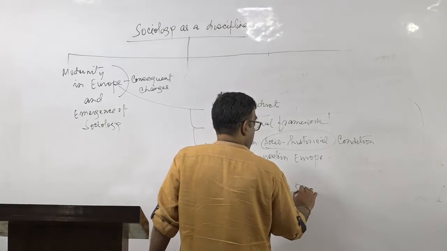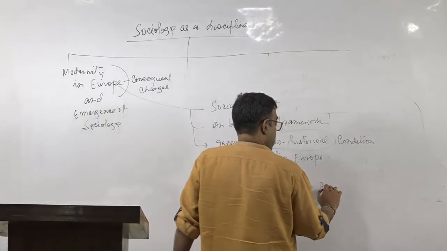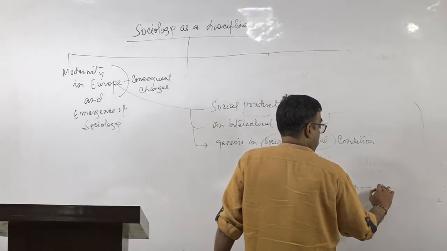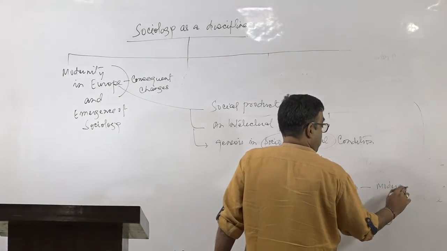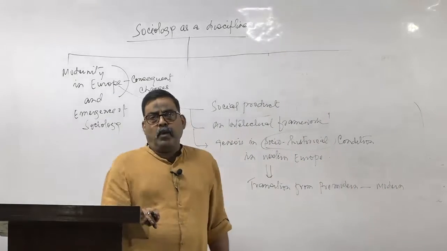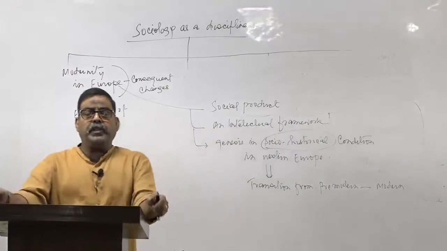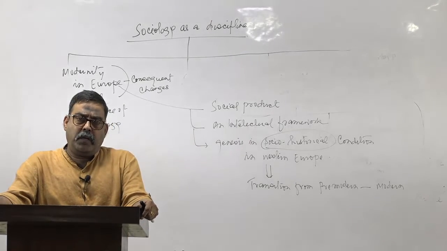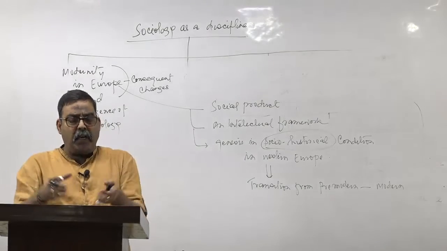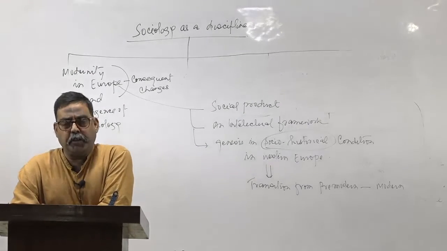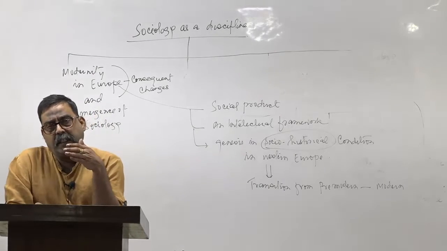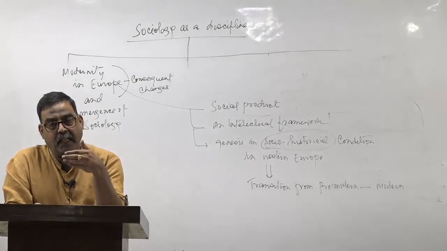from pre-modern to modern. What is this transition that has started emerging? Broadly, when you look at the transitions, then we started witnessing the transition from agrarian to industrial.